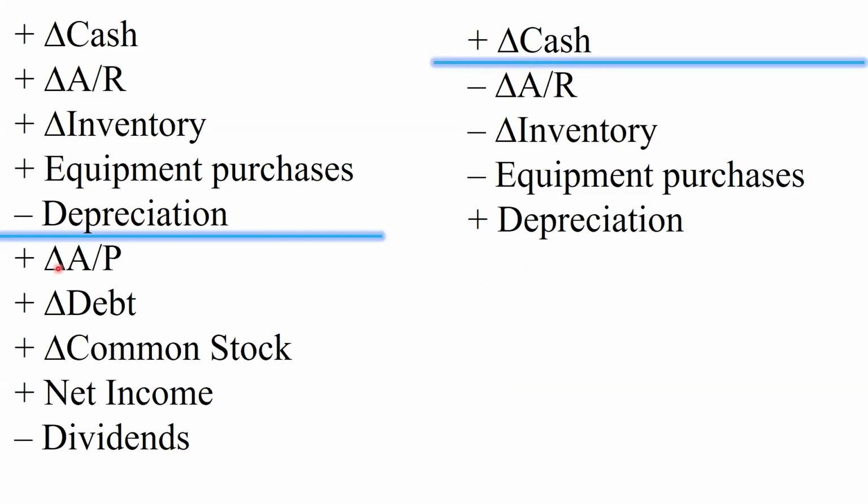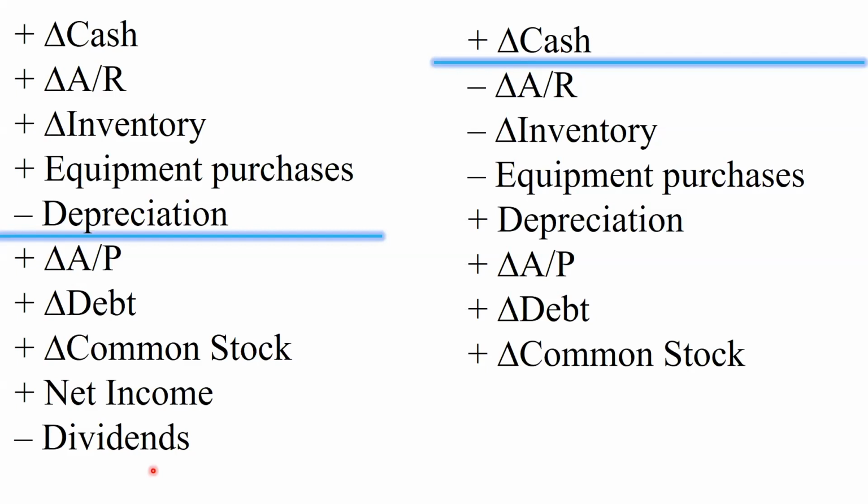But down here, these elements were already on this side of the equals sign, and so they remain the same: plus the change in accounts payable, plus the change in debt, plus change in common stock, plus net income, and minus dividends.